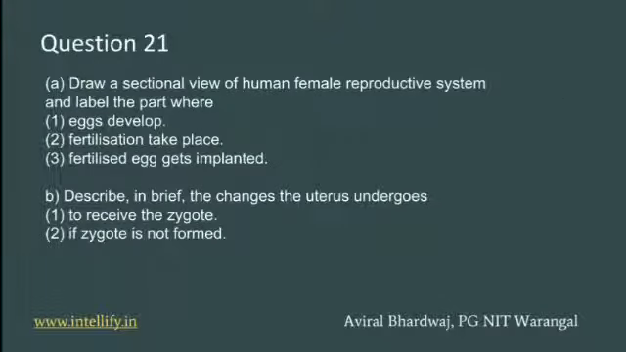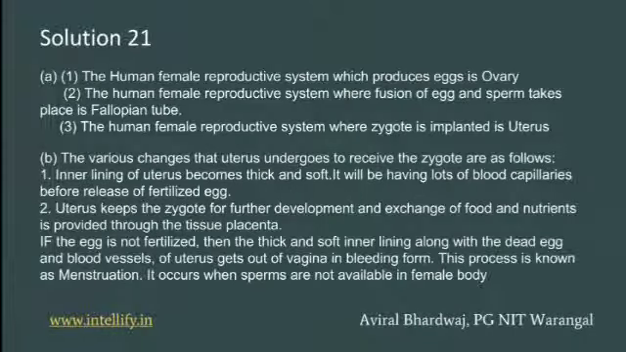So the third question is, where is the fertilized egg implanted? In the human female reproductive system, the zygote is implanted in the uterus. So there are three parts: ovary, fallopian tube and uterus.